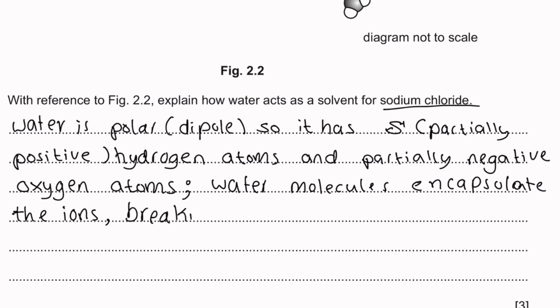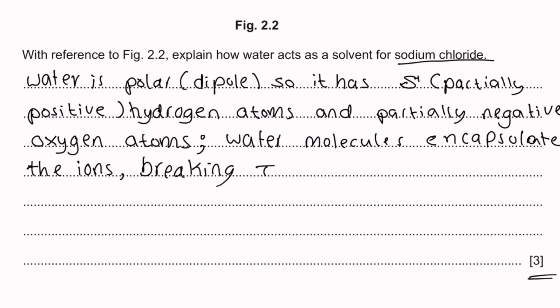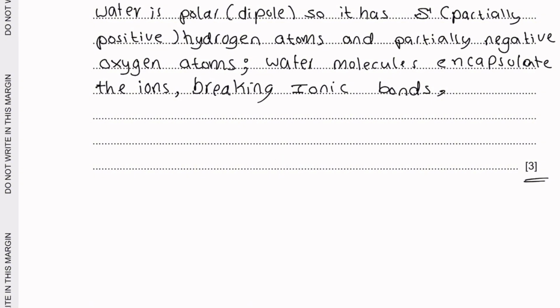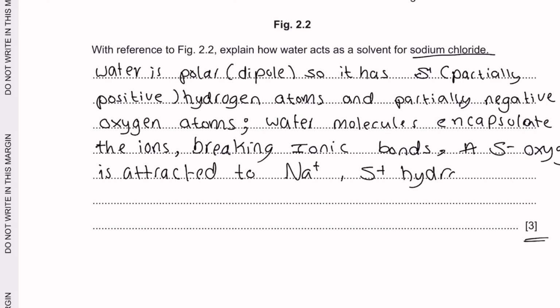obviously, when they encapsulate the molecules, the ionic bonds between the sodium and the chlorine are going to break, okay? Breaking the ionic bonds. And then you could talk about how now the negative part is attracted to the positive part and so on. So delta negative oxygen is attracted to the sodium ions, and so it circles it basically, whereas the partially positive hydrogen atoms are attracted to the negative ions.